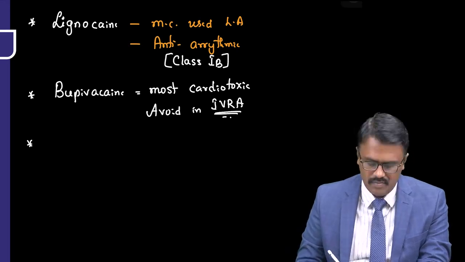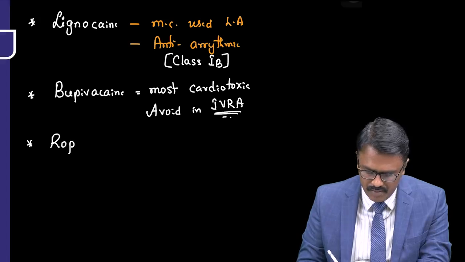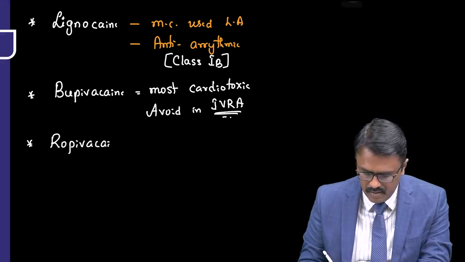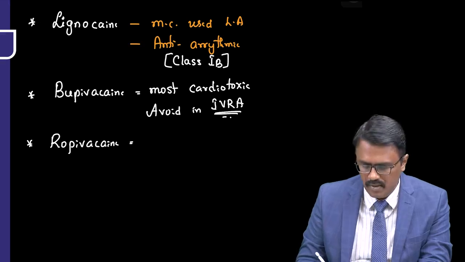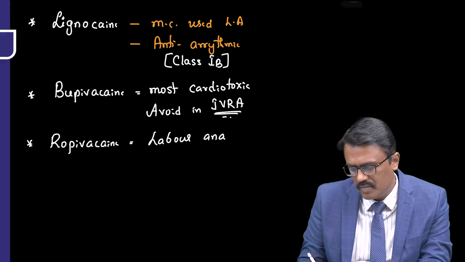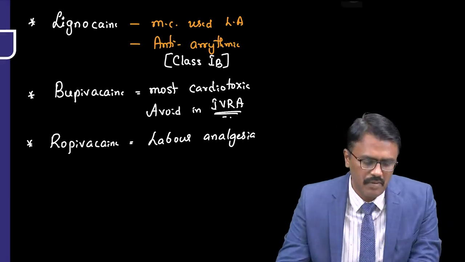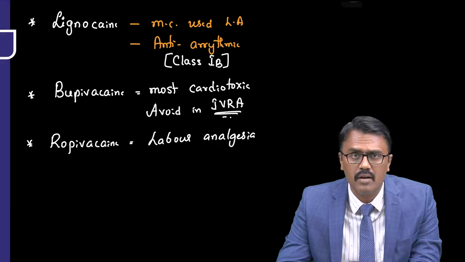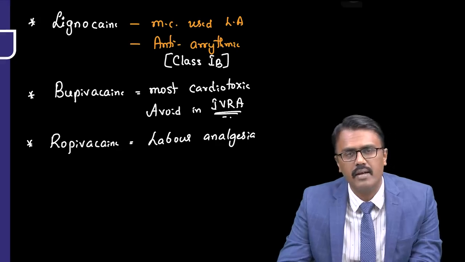Then we have a drug called ropivacaine. It is used in labor analgesia. Nowadays there is a trend, painless labor. Nobody wants pain. So we can prefer ropivacaine.